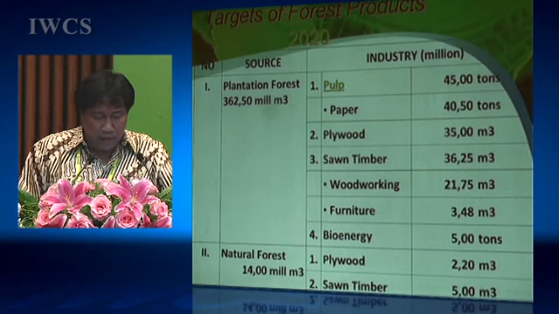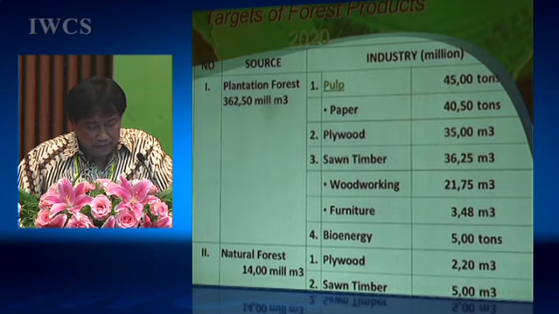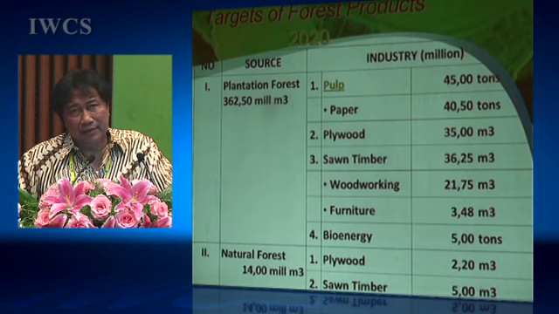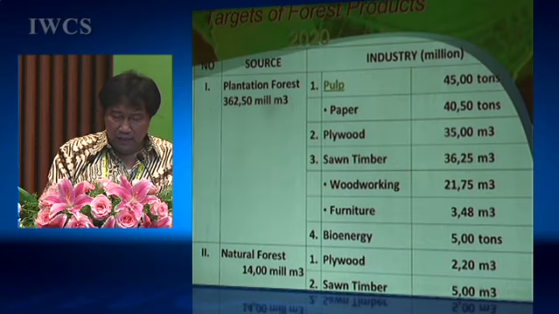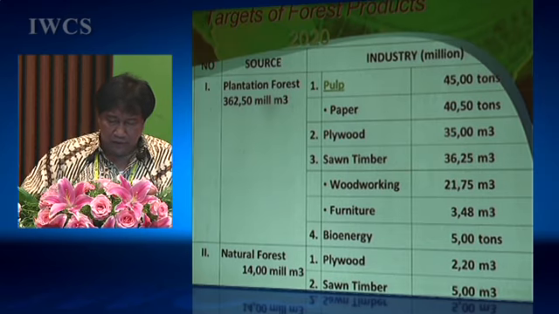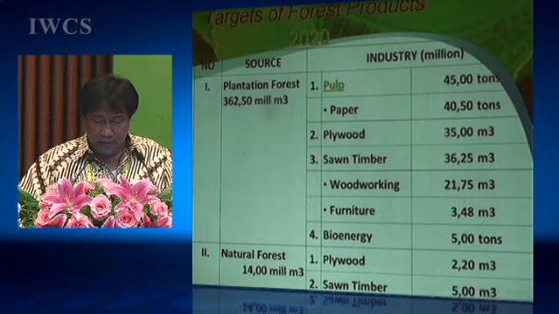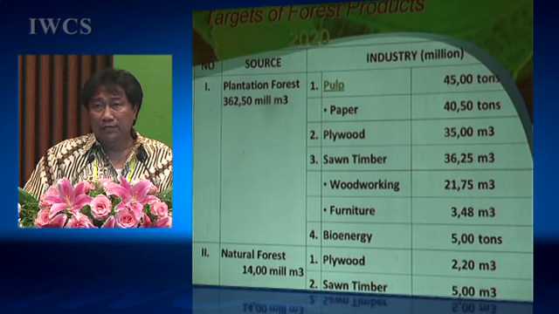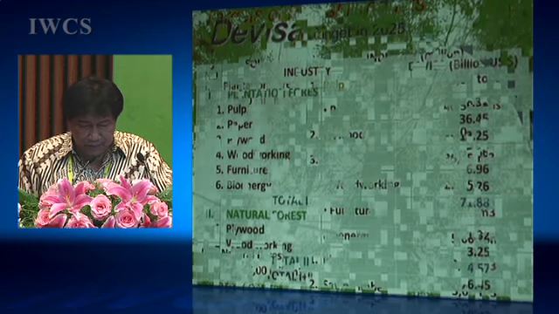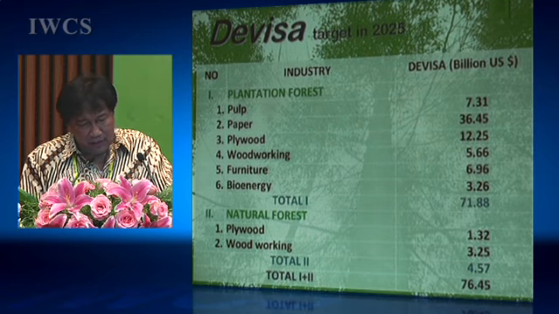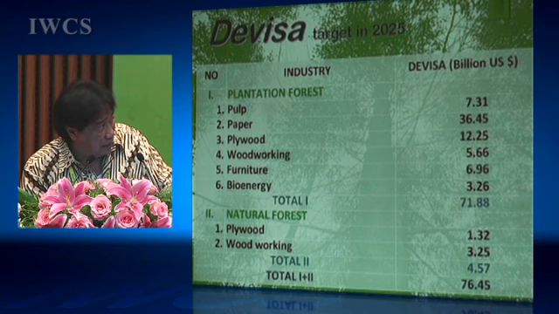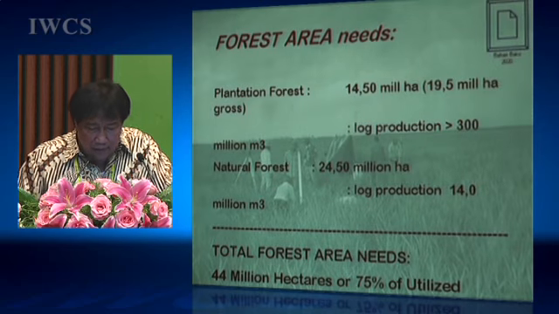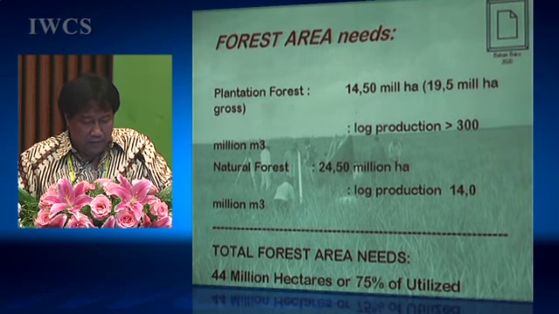And then from natural forest, we try to get a log production of about 14 million cubic meters. And we will produce also pulp and paper, plywood, sawn timber, woodworking, and so on, including bioenergy. And then from natural forest, we will produce plywood and sawn timber. This is foreign exchange from the forest industry trade, but I don't need to say. And then the need of forest area.